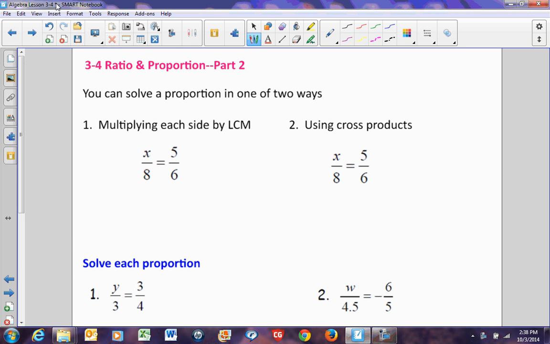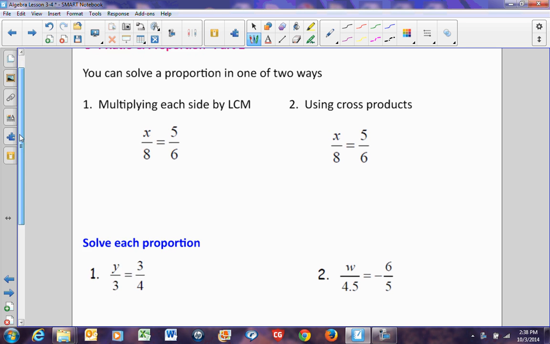This is lesson 3-4, ratio and proportion, part 2. In the first part, we talked mostly about ratios and how to solve an equation and how to do unit analysis. In this part, we're going to look at a proportion. A proportion can be solved in one of two ways.